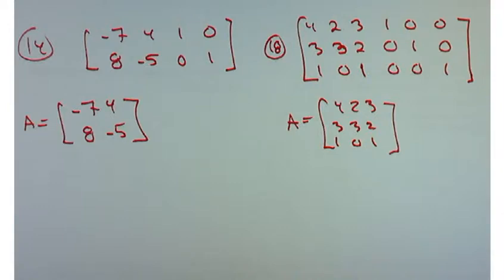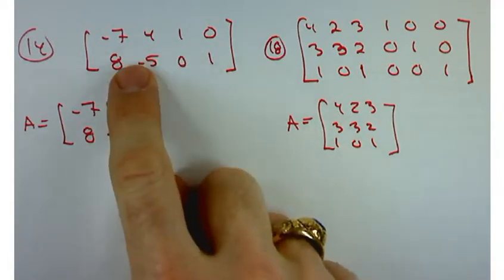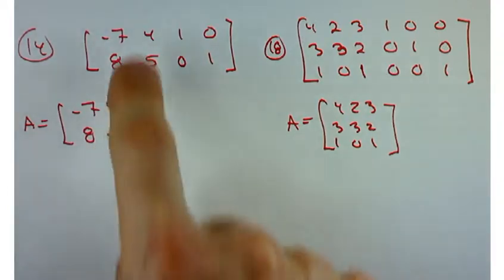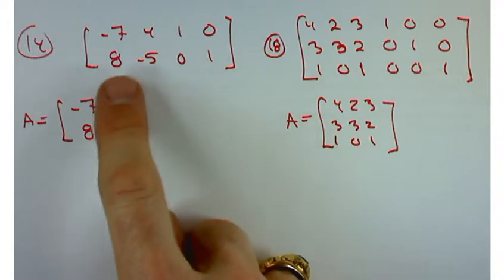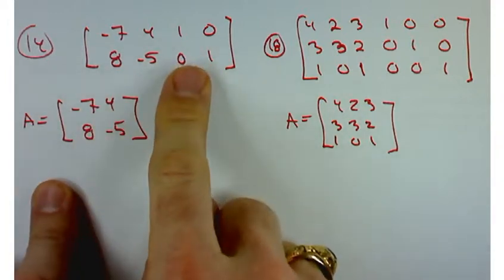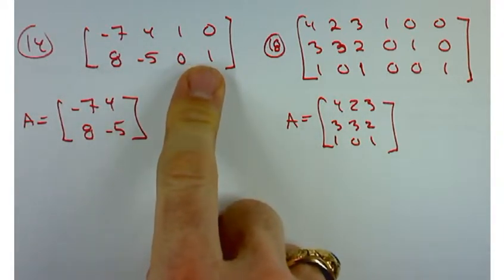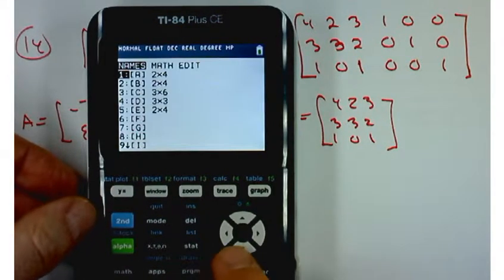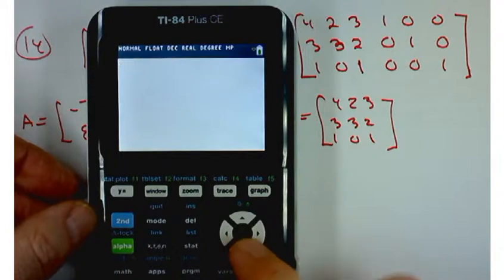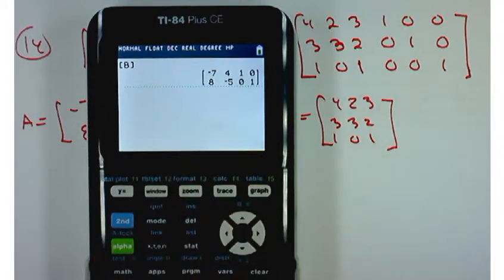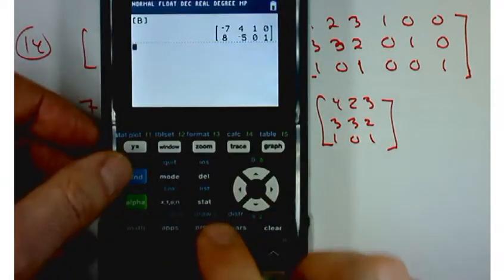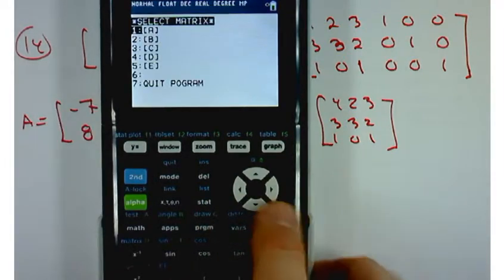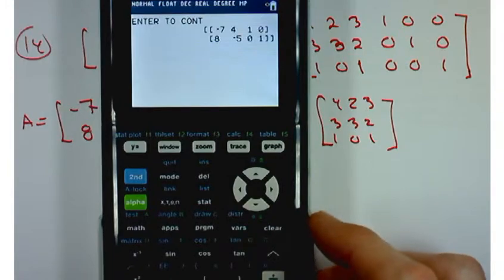So we're going to run program RowOPS to help us find the inverse of this matrix. To find the inverse of this matrix, we first have to input this matrix, that is matrix A, side by side with the identity matrix of the same dimensions, that is 2 by 2. I have that in matrix B. So there it is in matrix B. So we're going to run program RowOPS to help us out with that. And I selected matrix B.